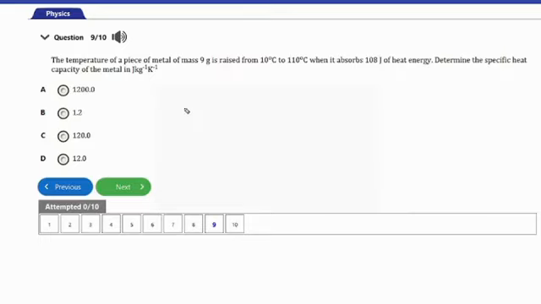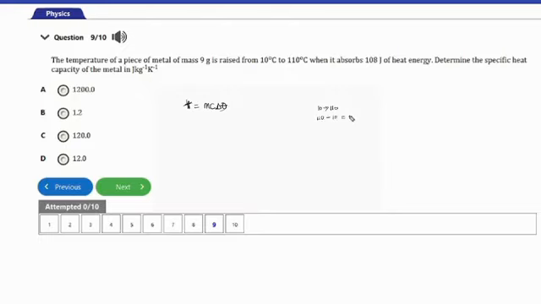So, guys, we're going to solve this out together. Since we know that the heat energy here is equal to MC delta theta or delta T, where M is the mass, C is the specific heat capacity, and delta theta or delta T is the change in temperature. So the change in temperature here is from 10 degrees Celsius to 110 degrees Celsius. So that's 110 minus 10, and that's 100.